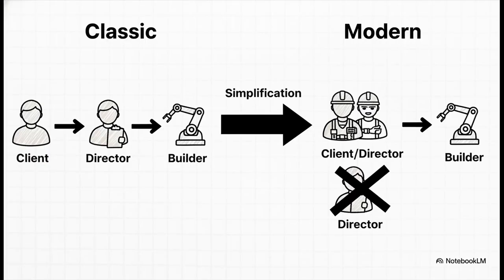And now for a quick pro tip. Remember the director, our project manager? In that classic pattern, it's a whole separate class. But honestly, in most modern fluent builders, you are the director. The client code itself calls the methods in the right order, directing the construction process. This really streamlines the pattern and makes it even easier to use in practice.